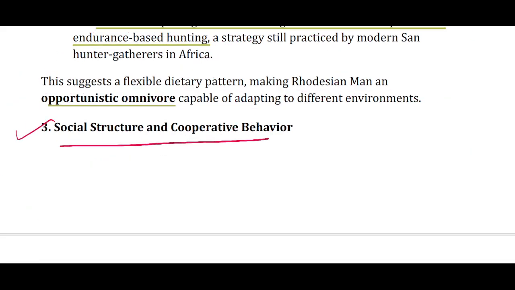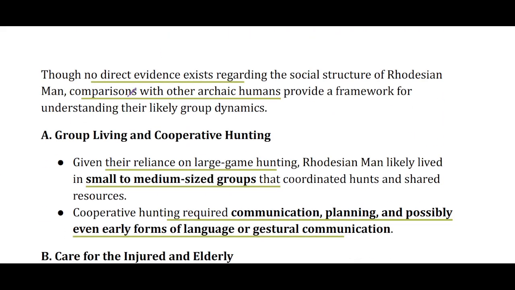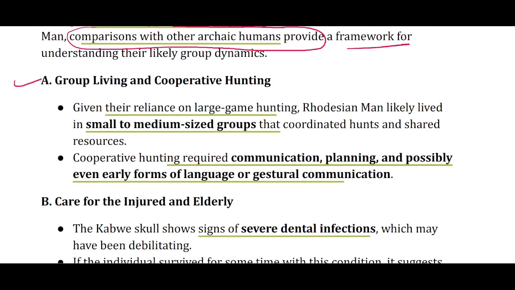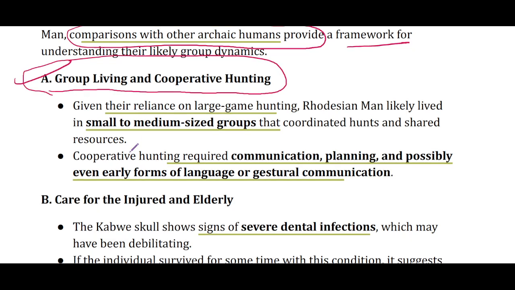Now, as for social structure and cooperative behavior, though no direct evidence exists regarding the social structure of Rhodesian man, comparison with other archaic humans provides a framework for understanding. First, Rhodesian man likely lived in groups and engaged in cooperative hunting.